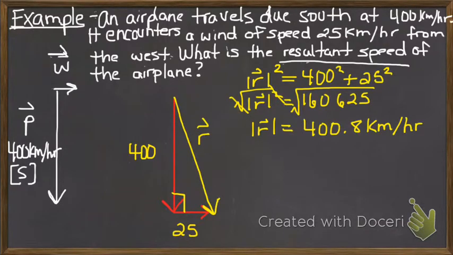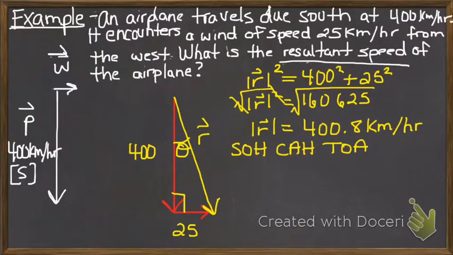Now the question becomes, what direction is this plane actually heading in? It's not going due south, it's being pushed. So what you need to do is figure out this angle that I'm drawing there, theta. What is theta? Well, again, it's a right angle triangle. We can use what we learned in Unit 1, SOHCAHTOA. I'll write it out here.